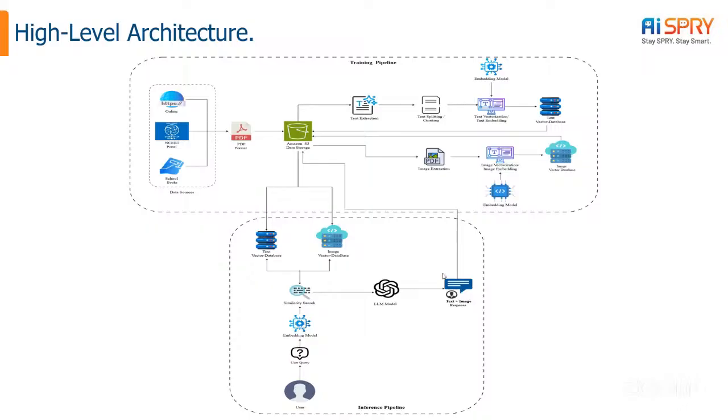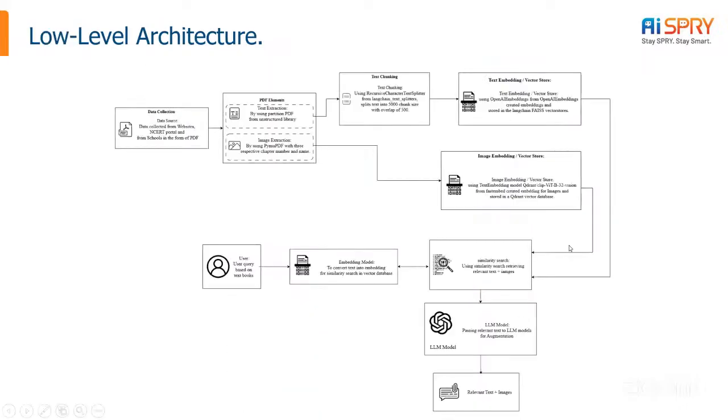Okay, fine. If you look at the low-level architecture, what are the contents and functionality we are doing in each and every step. If we want to deep dive into each function or step, starting from data collection as we discussed in the high-level architecture, the data is collected from websites, the NCIT portal, and from schools in the form of PDFs. So these are all the PDF elements.